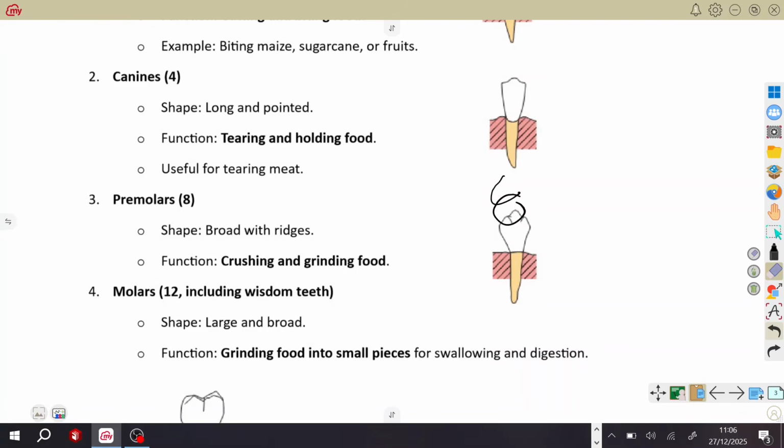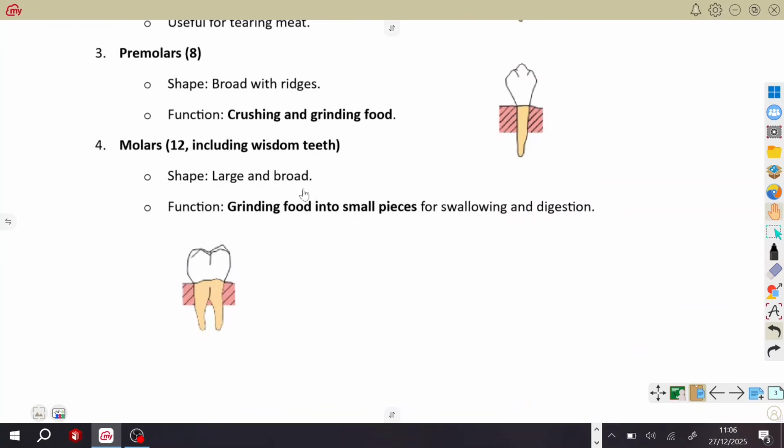Okay, then next we go to what we call the molars themselves, including what they call the wisdom teeth. So in biology, we don't talk much about wisdom teeth. So shape, we say large and broad. So it is a bit wider here. Then when it comes to function, it is also grinding food into small pieces for swallowing and digestion. So the premolars do the same job as the molars.